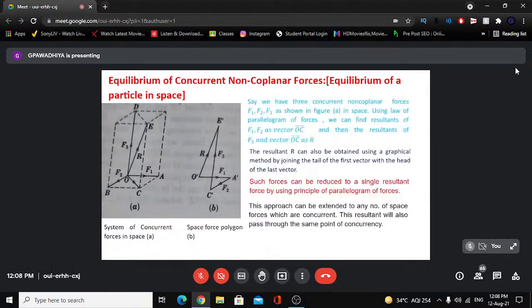So we are just comparing the two, and F1, F2, F3, we just draw a vector to some scale along their respective directions, and then connect the head of the last vector to the tail of the first vector, and we get the resultant. So this way we can extend the application of concepts that we studied for concurrent coplanar forces to concurrent non-coplanar forces also. Here we do something more.